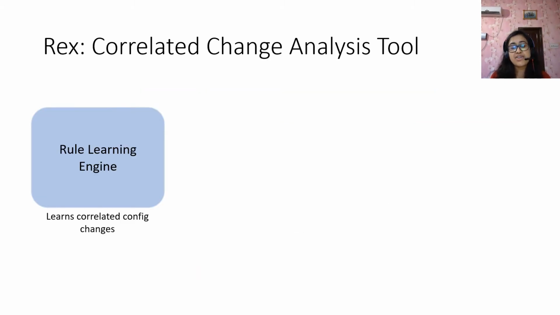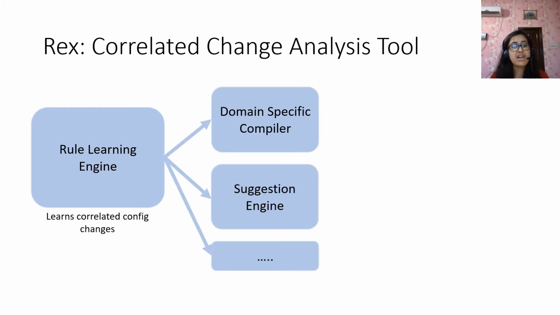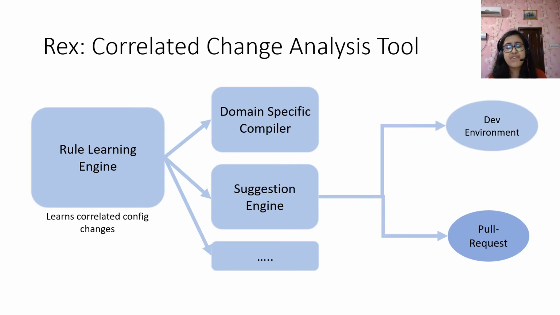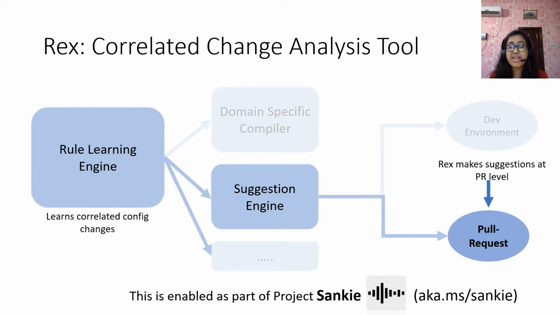So we can consider REX as a rule learning engine that learns these correlated config changes, and it can be used as a domain-specific compiler, as a suggestion engine, etc. As part of a suggestion engine, we can make suggestions to developers when they're making changes in some files but not making changes in the correlated files. These suggestions can be made in the dev environment when developers are making changes in a code editor, or in a pull request when the developers have already committed the changes. Currently REX is deployed as a suggestion engine that makes suggestions at the pull request level, and it is enabled as part of Project Sankey, the bigger umbrella under which REX is a subtool.